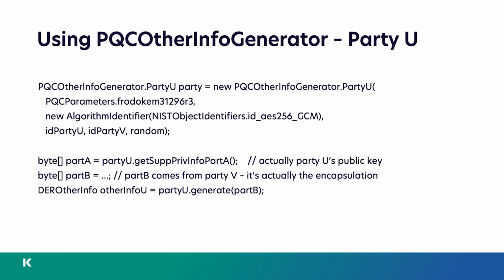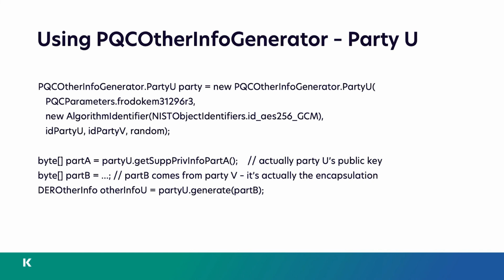The first step in this is we call a method called getSuppPrivInfoPartA, which, while it does sound a bit confusing, is actually the first step in generating the supplementary private info. This step returns what is in fact a byte encoding of the actual public key of party U.